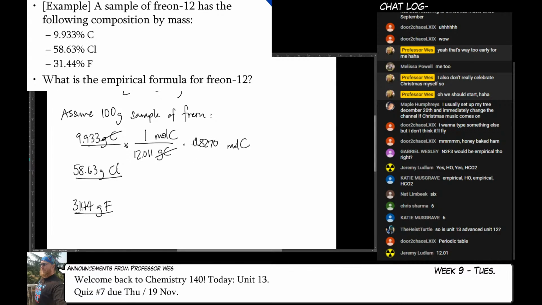All right. This should be a decimal point. Let me make this eraser smaller. There you go.